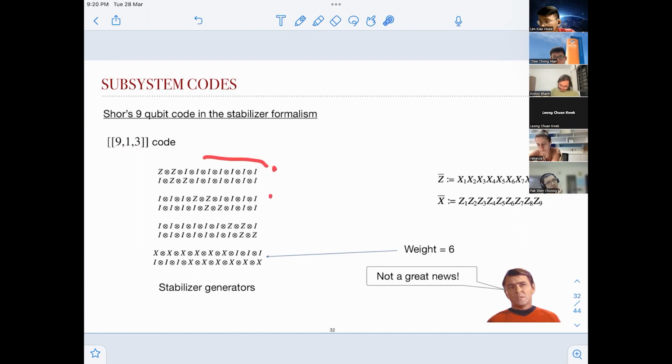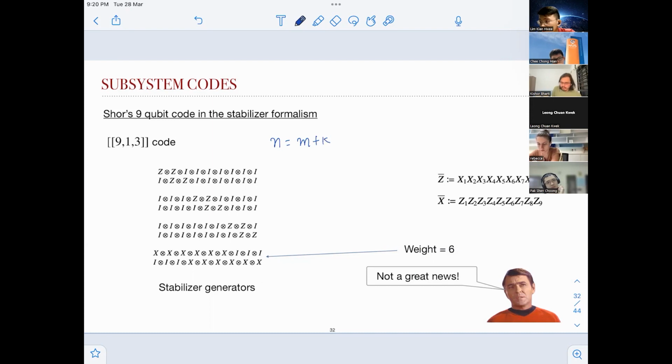It uses 9 physical qubits to encode 1 logical qubit, and the distance is 3. And these are the 8 stabilizers you have. You remember we had this relation n equal to m plus k.